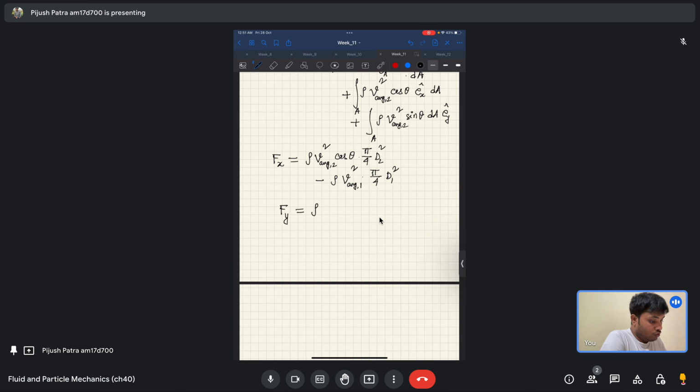Fy will be rho V average 2 square sin theta into pi by 4 d2 square. Okay, now, so what will be this quantity?